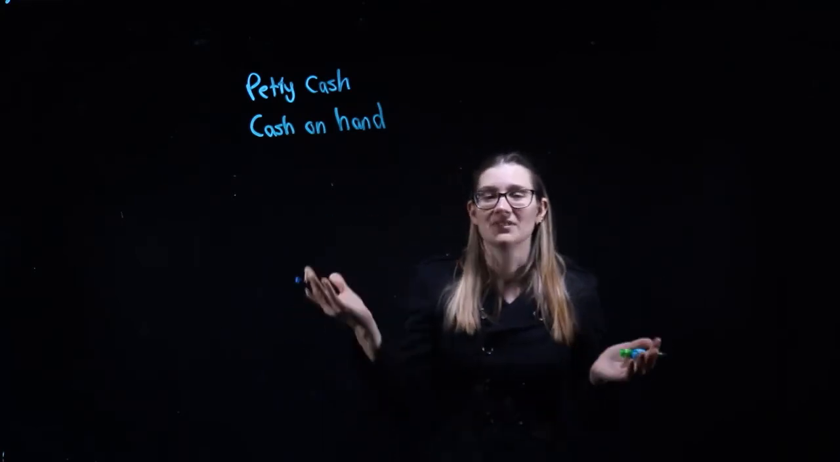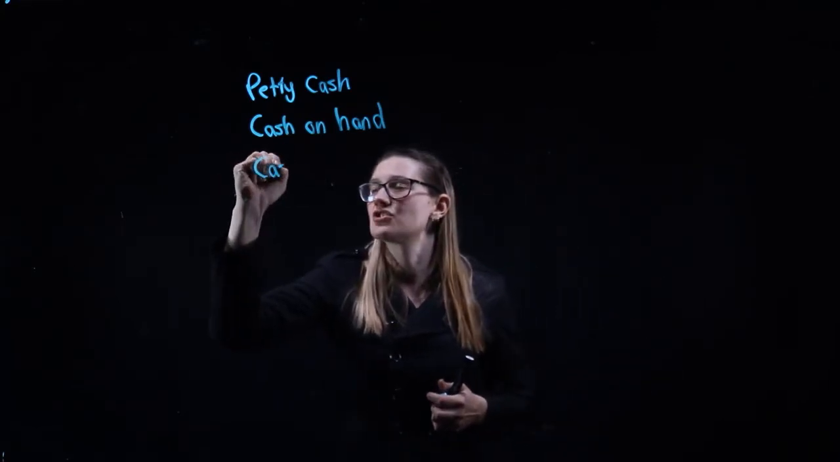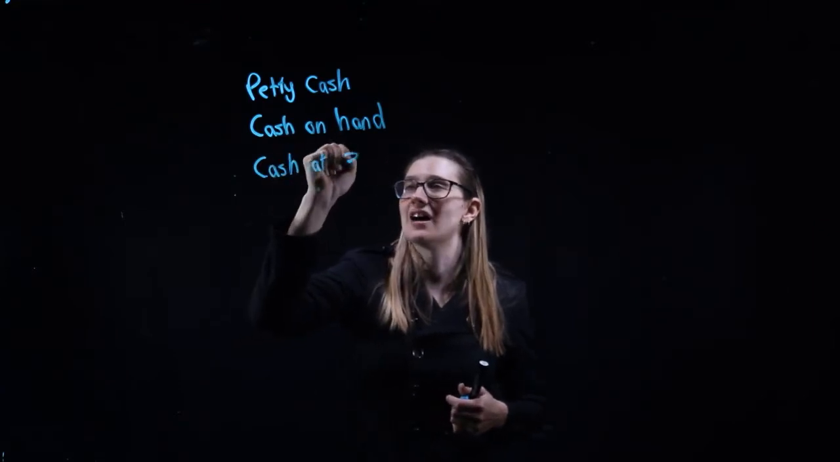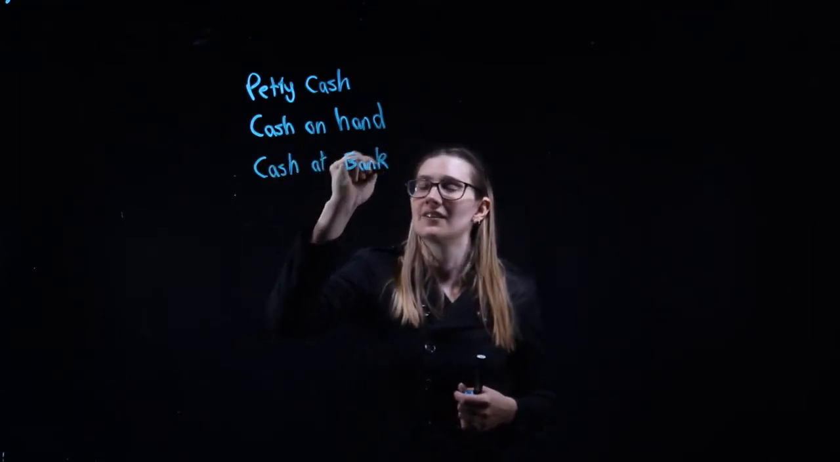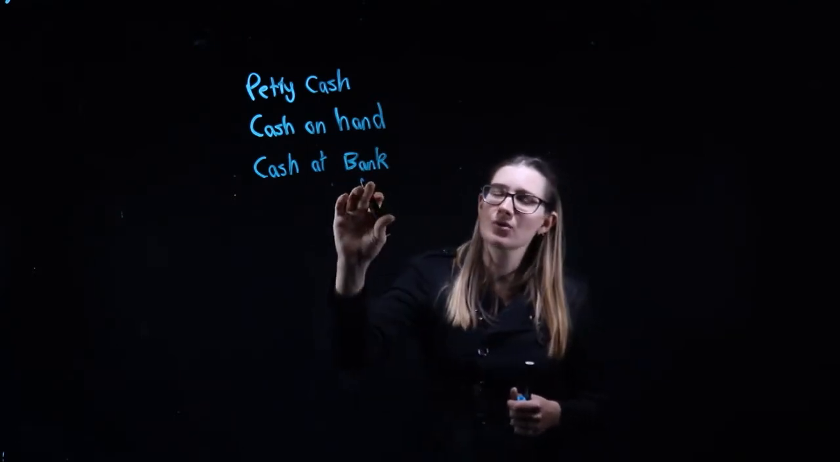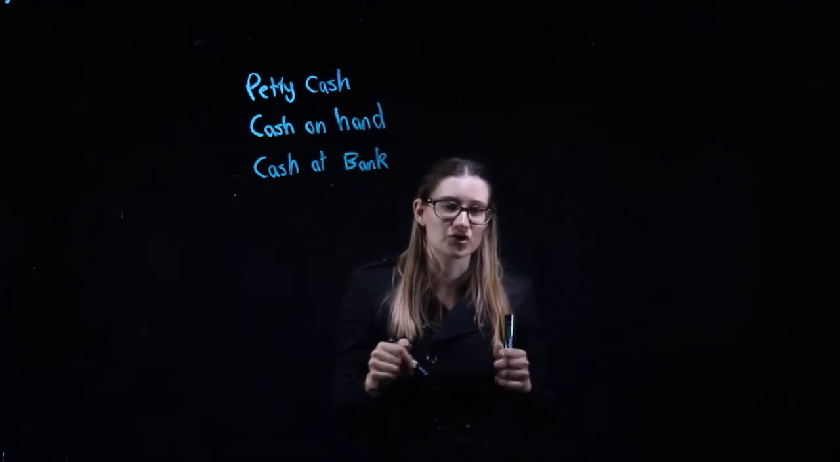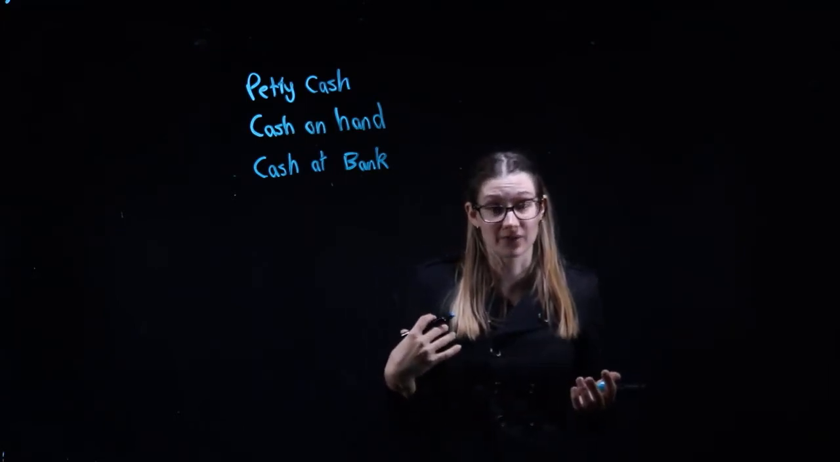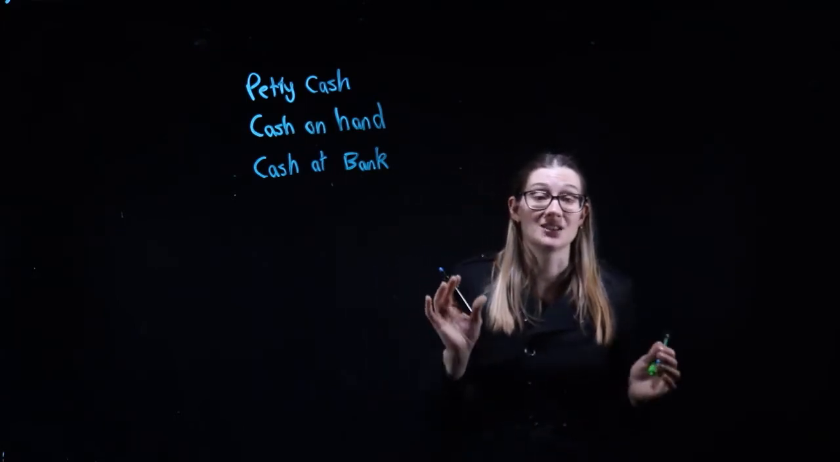The next liquid asset is going to be your cash at bank. Cash that you have sitting in your bank account. That's already cash too, so that's very liquid. You'd list that third. Now, the order that you list the next two in is sometimes switched around depending on who you talk to or which textbook you're reading. I like to put accounts receivable next.